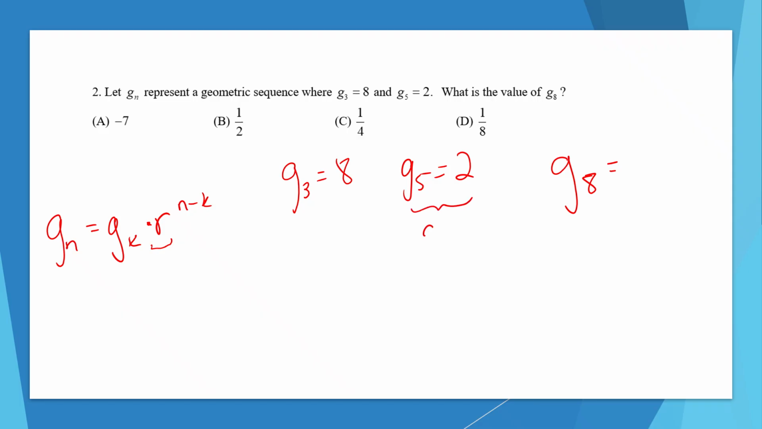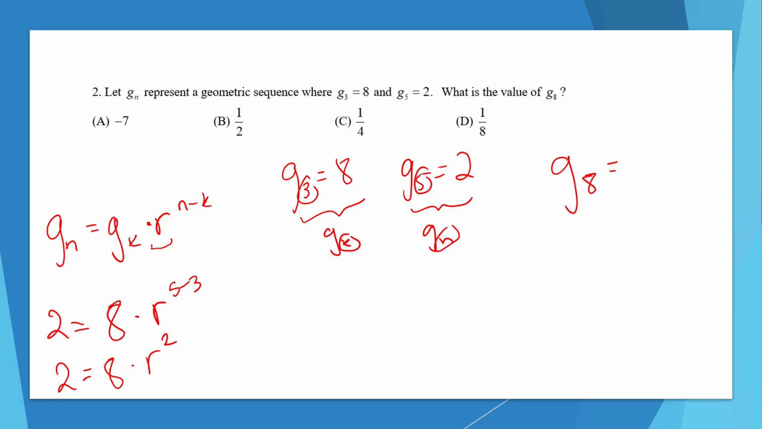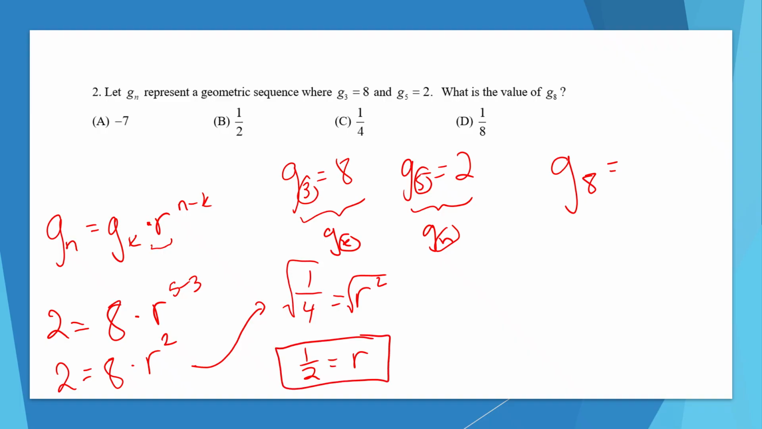I'm going to set this as my G of n, and then the third term will be my G of k. Here, then, we should get 2 equals 8 times r, we don't know that yet, and then n is that small subscript, so n is 5 while k is 3. This then should be 2 equals 8 times r squared. Solving this equation for r, I'm going to divide both sides by 8 to get 1/4 equals r squared. Take the square root of both sides to get r equals 1/2. We can assume r is going to be positive in this case, not negative 1/2.